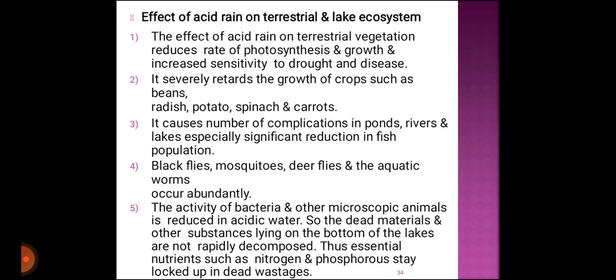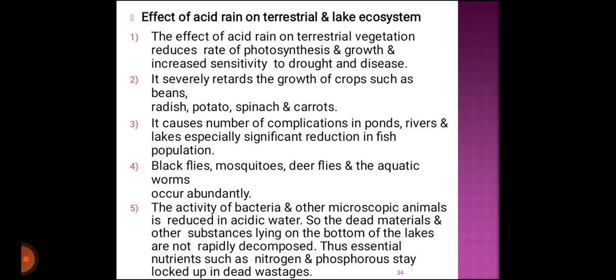It causes a number of complications in ponds, rivers and lakes, especially a significant reduction in fish population. That means it affects aquatic, that is water living, species. Black flies, mosquitoes, deer flies and aquatic worms also become abundant. The activity of bacteria and other microscopic animals is reduced in acidic water. So the dead materials and other substances lying on the bottom of the lakes are not rapidly decomposed. Thus essential nutrients such as nitrogen and phosphorus stay locked up in the dead wastes.